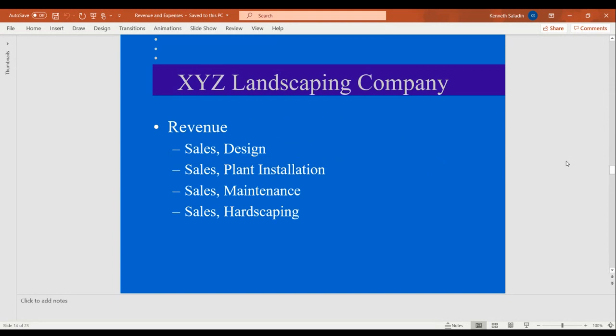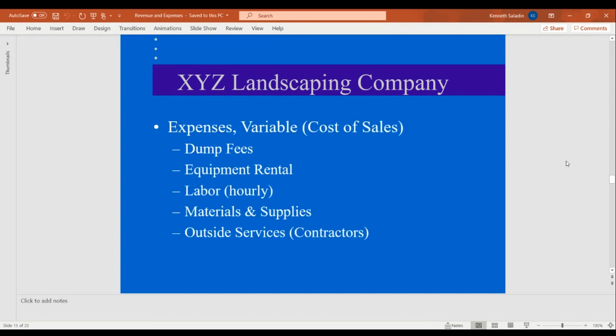So the XYZ Landscaping Company may choose to divide its revenue up into the following 4 categories, which we've already discussed. One category could be sales from designs, sales from the installation of plants, sales from maintenance contracts, and sales from hardscaping. On the expense side, we'll take a look at the variable expenses, also known as the cost of sales, that the XYZ Landscaping Company could have.